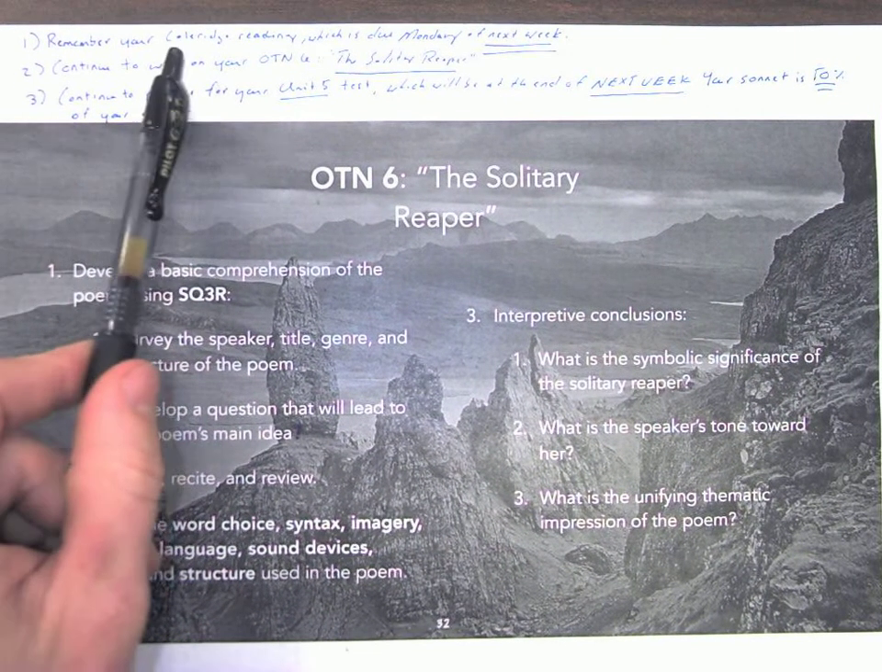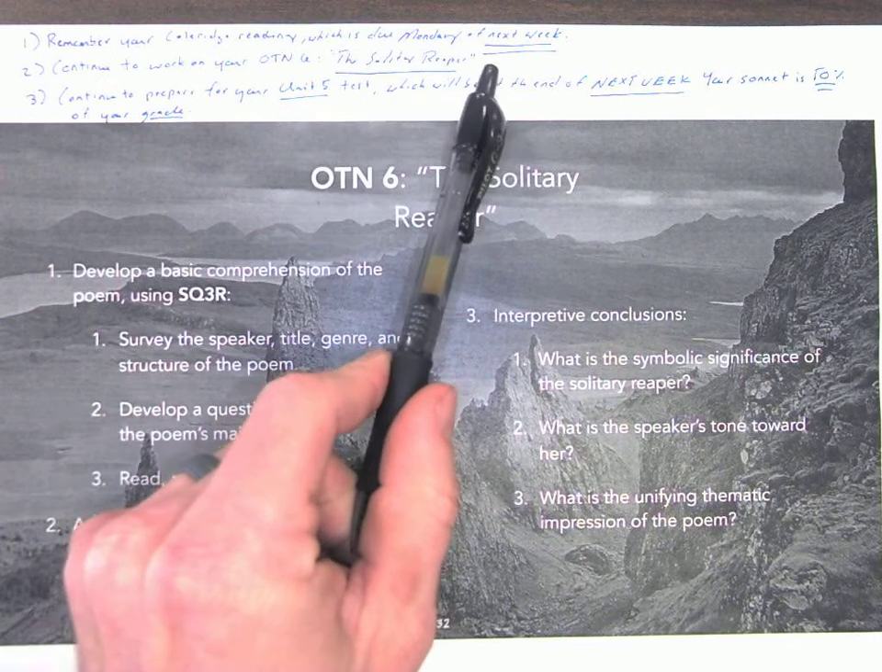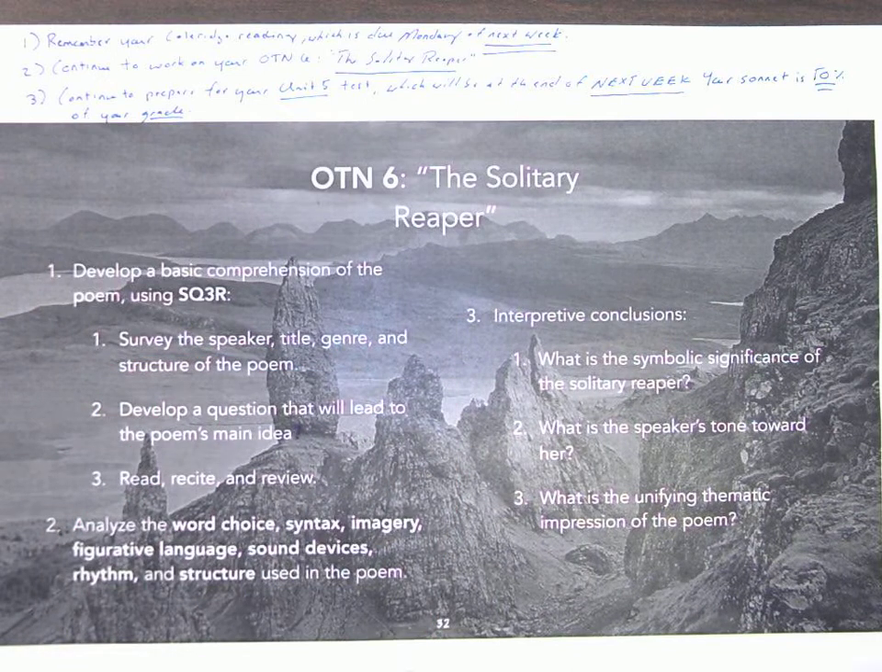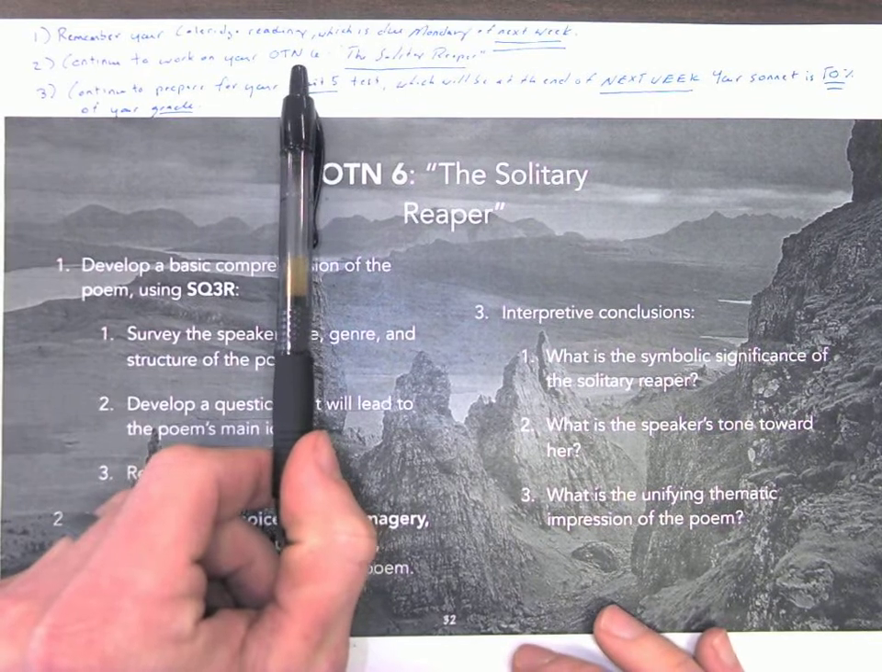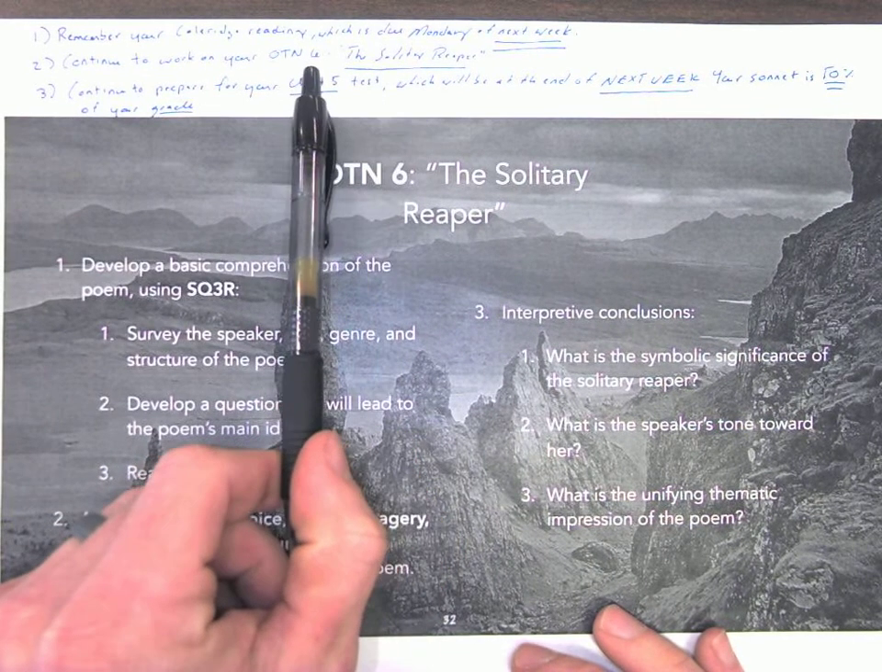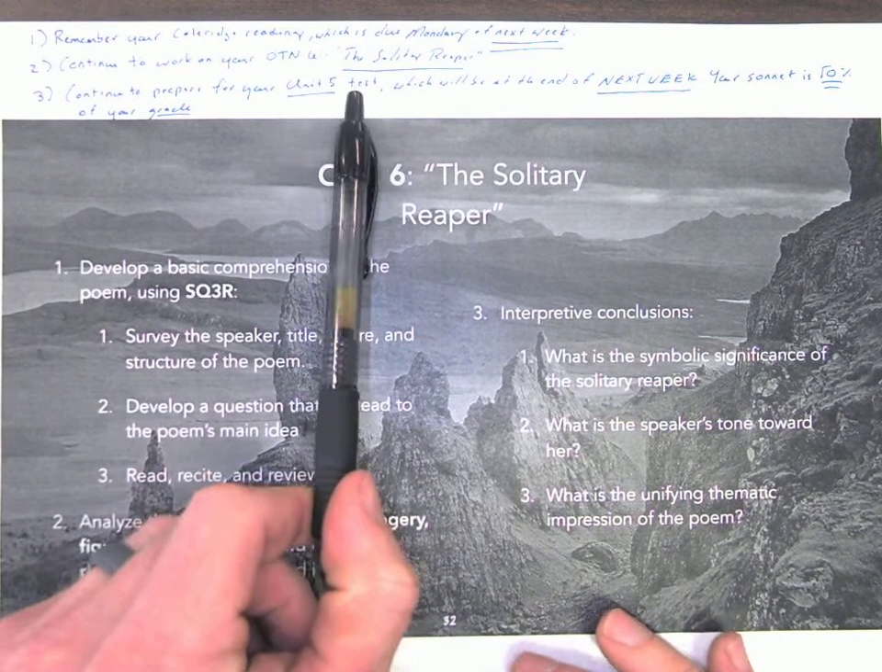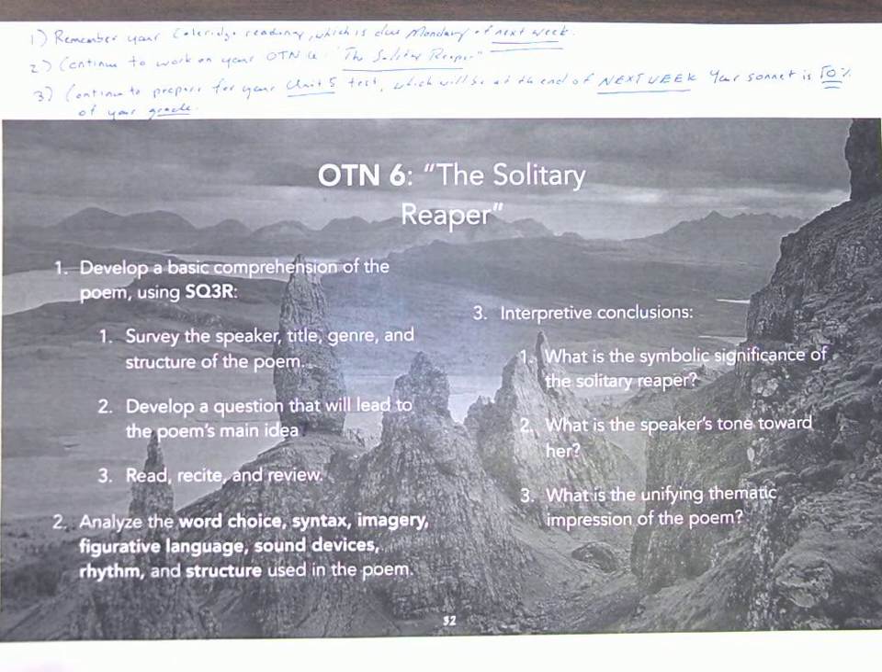A couple quick reminders before we get started. Remember your Coleridge reading, which is due Monday of next week. You're going to need a reading check email for that. Remember to continue working on your OTN for The Solitary Reaper, OTN 6. We are going to continue working on OTN 6 today and finish OTN 6 on Monday. It's a little schedule change, but we're just making sure that we're going slow, getting our feet wet as we adjust to this new platform, okay?